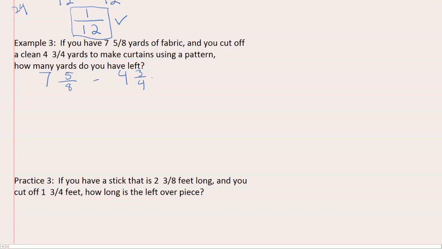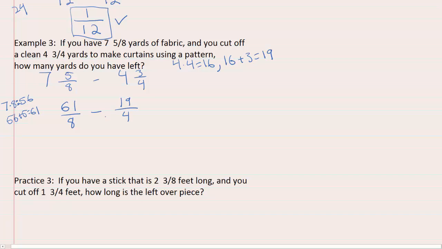So this is going to give us a chance to actually try out the part where we have to change these into improper fractions first. So here, in order to change this into an improper fraction, I'll do 7 times 8 will give me 56. And then 56 plus 5 will give me 61. So I've got 61/8. Then over here, I've got 4 times 4 will give me 16. And then 16 plus 3 will give me 19. So I've got 19 fourths.